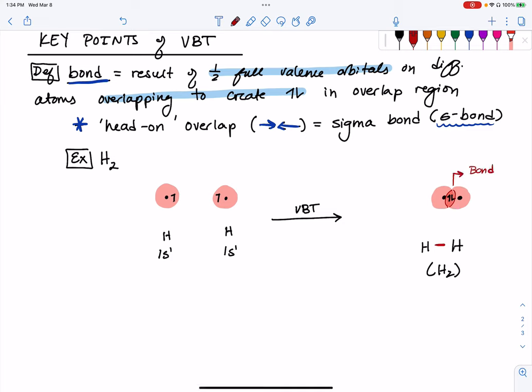And in particular, because we had this head-on association of our orbitals, meaning they just ran right into one another in order to overlap, this is a sigma bond. So here in the Lewis structure, what we called a single bond would now be called a sigma bond in valence bond theory.